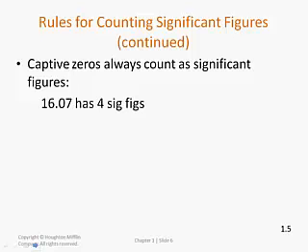Okay, now let's look at something we call captive zeros. Captive zeros are zeros that are in between significant figures. Okay, so in looking at this, here we have this 0 in between two non-zero digits, and we've already said that non-zero digits are significant. So that means that this value, 16.07, which actually should have some sort of unit with it, let's just put grams there, has 4 significant figures.